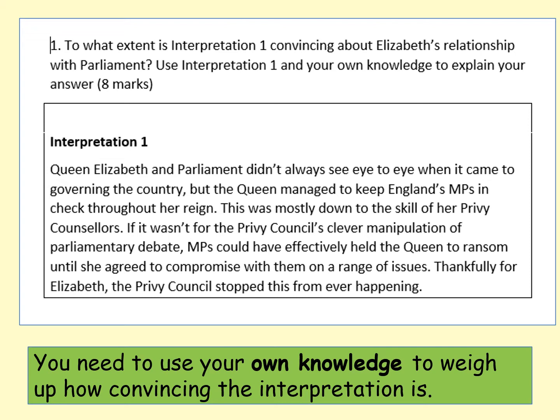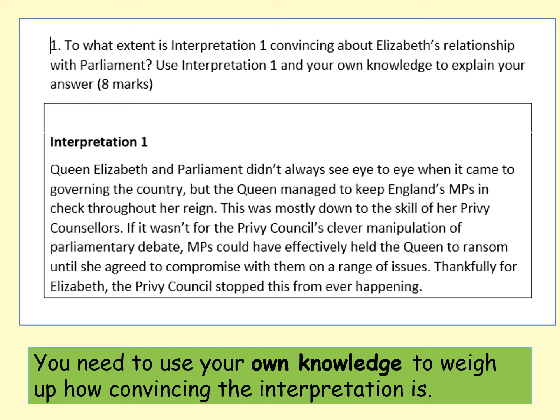So the interpretation says, Queen Elizabeth and Parliament didn't always see eye to eye when it came to governing the country, but the Queen managed to keep England's MPs in check throughout her reign. This was mostly down to the skill of her Privy Councillors. If it wasn't for the Privy Council's clever manipulation, which means control, of parliamentary debate, MPs could have effectively held the Queen to ransom until she agreed to compromise with them on a range of issues. Thankfully for Elizabeth, the Privy Council stopped this from ever happening.